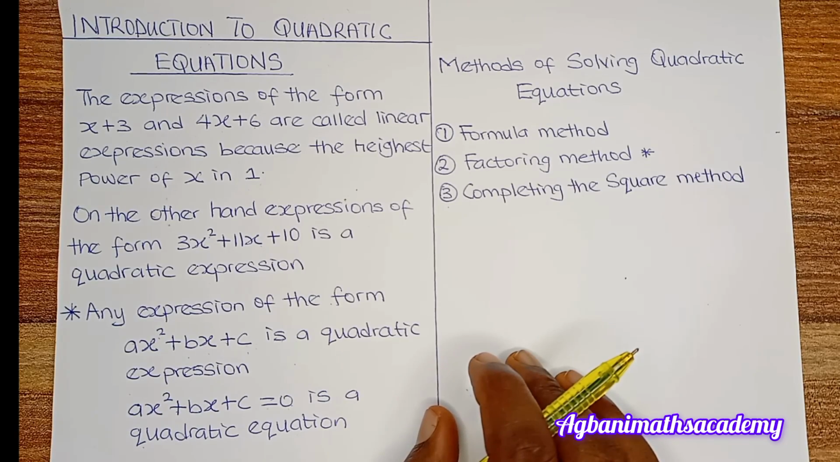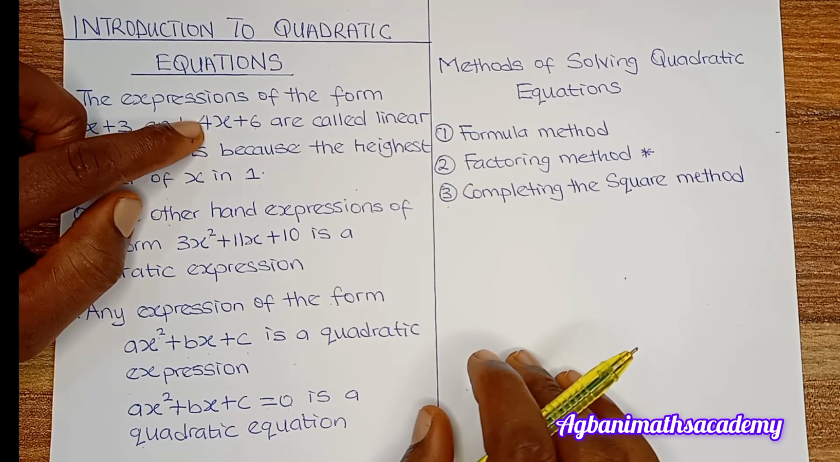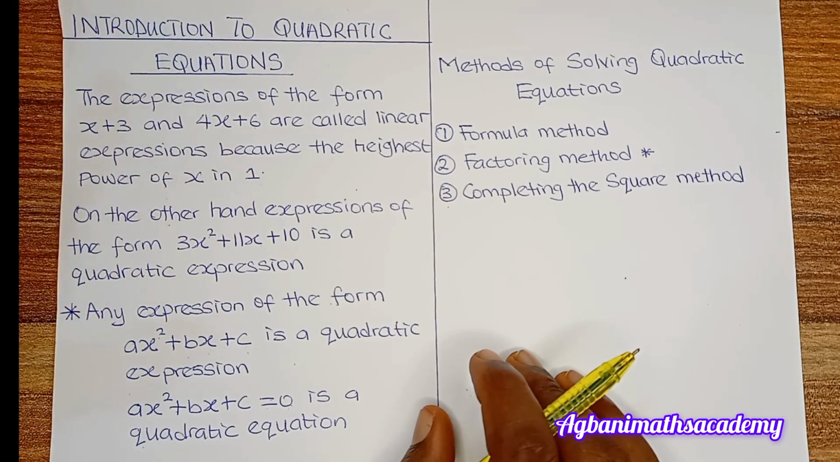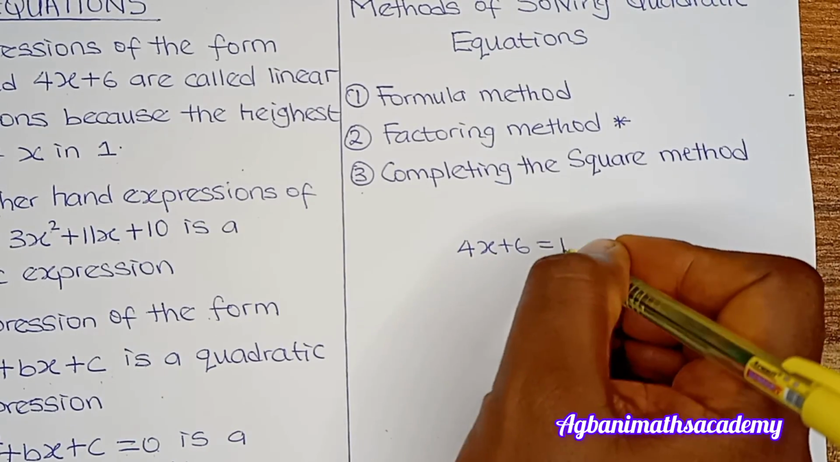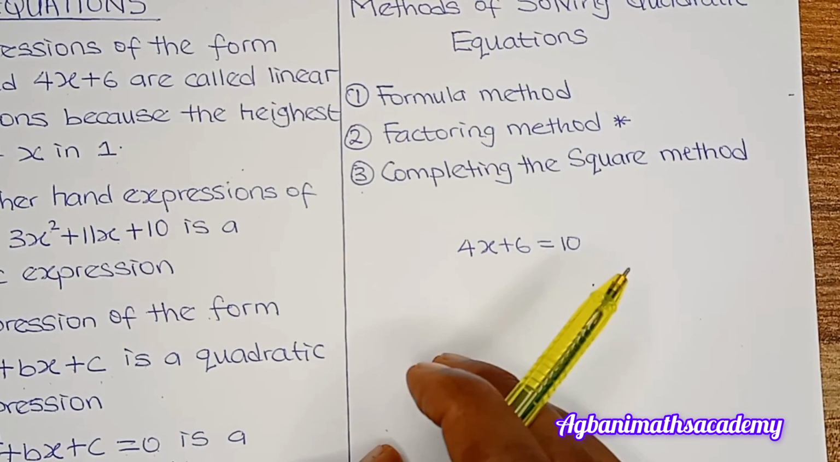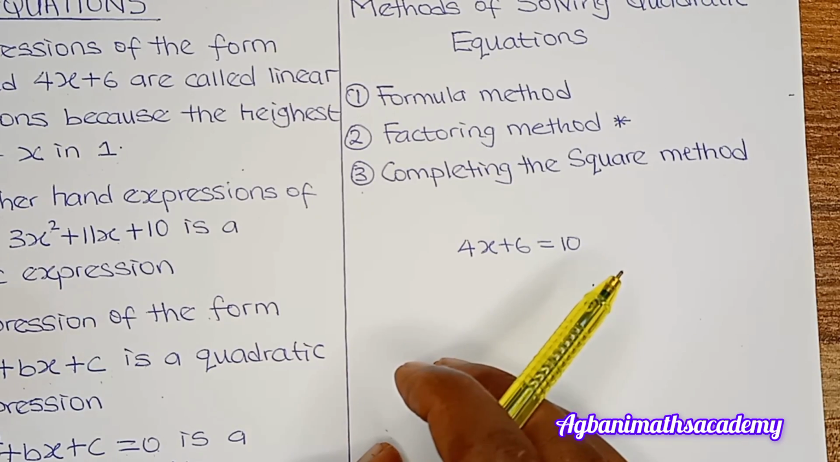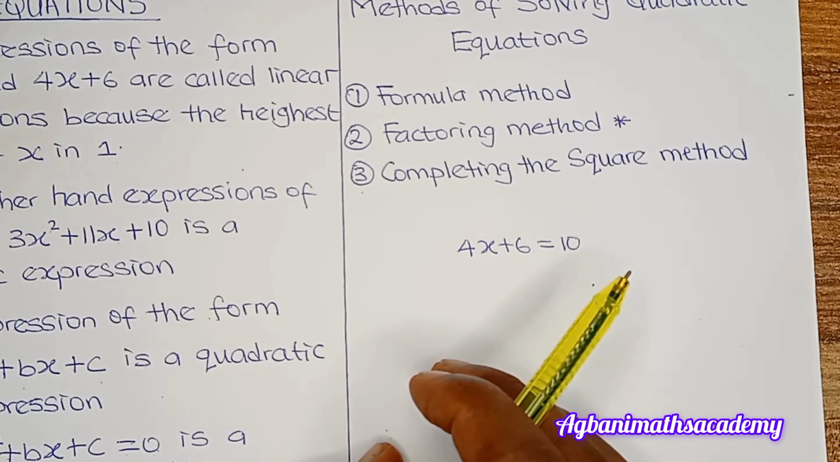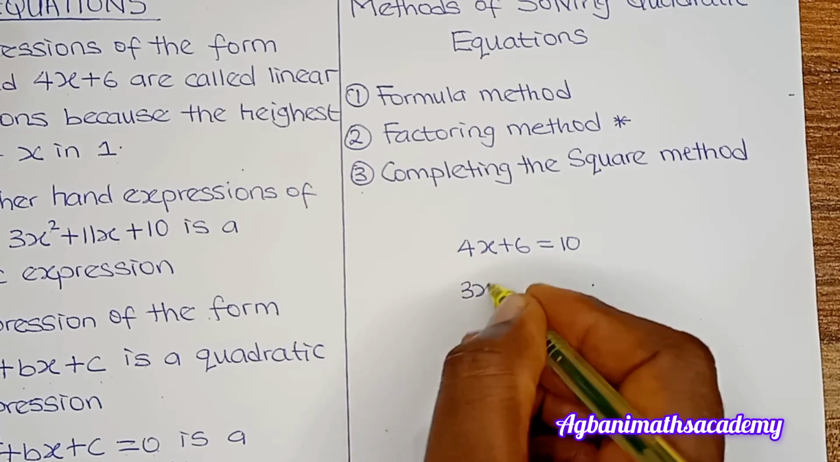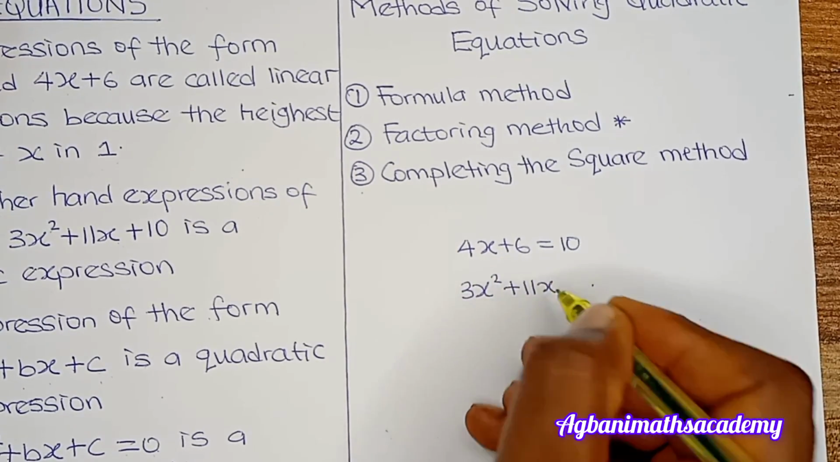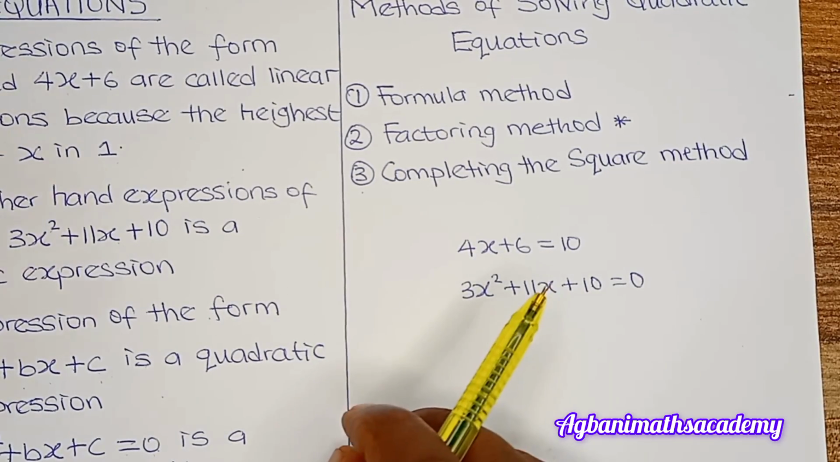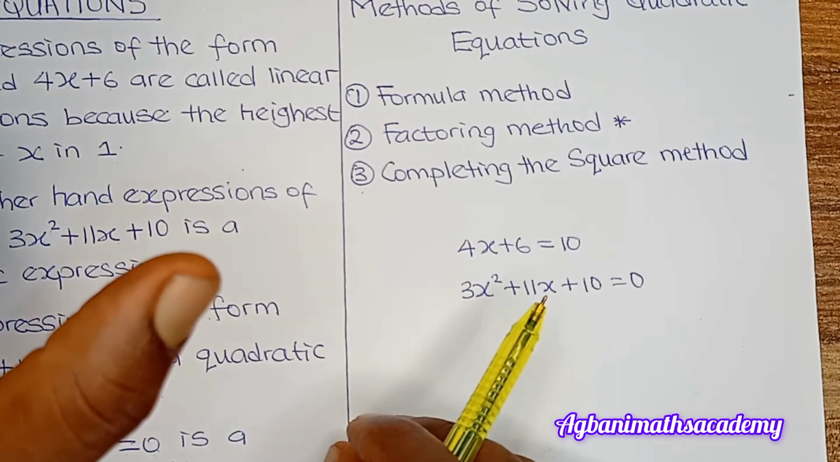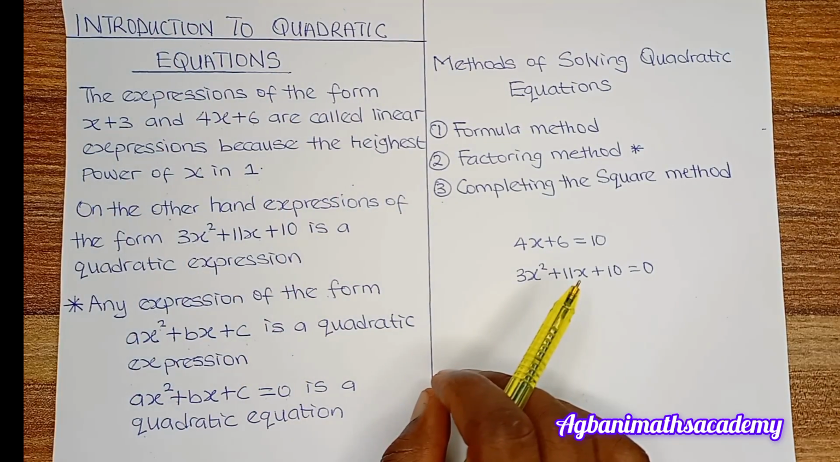In solving quadratic equations, we'll end up having 2 values of x. When solving linear equations, though this is not a linear equation, this is a linear expression, but if you have an equation like this, 4x plus 6 is equal to 10, now this is a linear equation. When you solve for x, you are only going to get one value of x. But if you have an equation like this, 3x squared plus 11x plus 10 is equal to 0, when you solve this quadratic equation, you are going to end up having 2 values of x. So anytime you solve a quadratic equation, you are going to have 2 values of x.